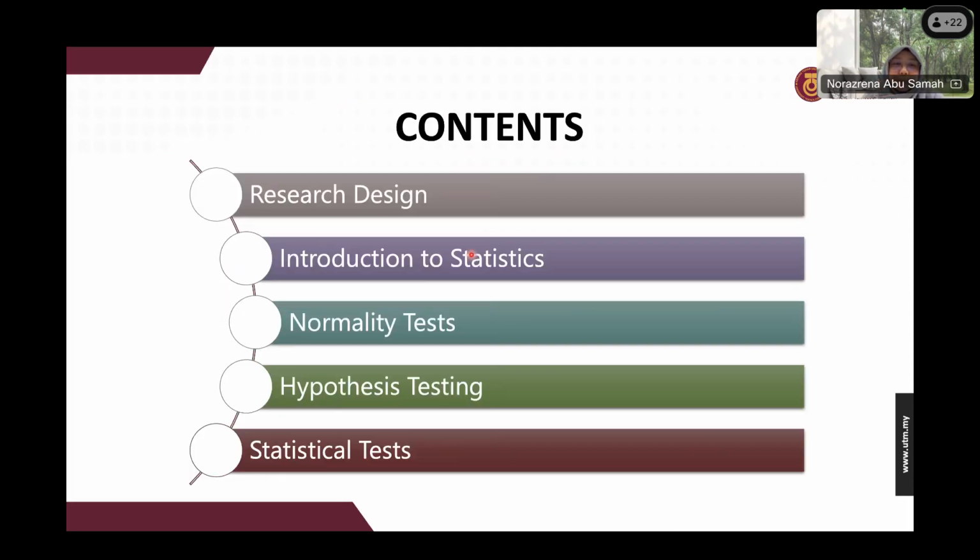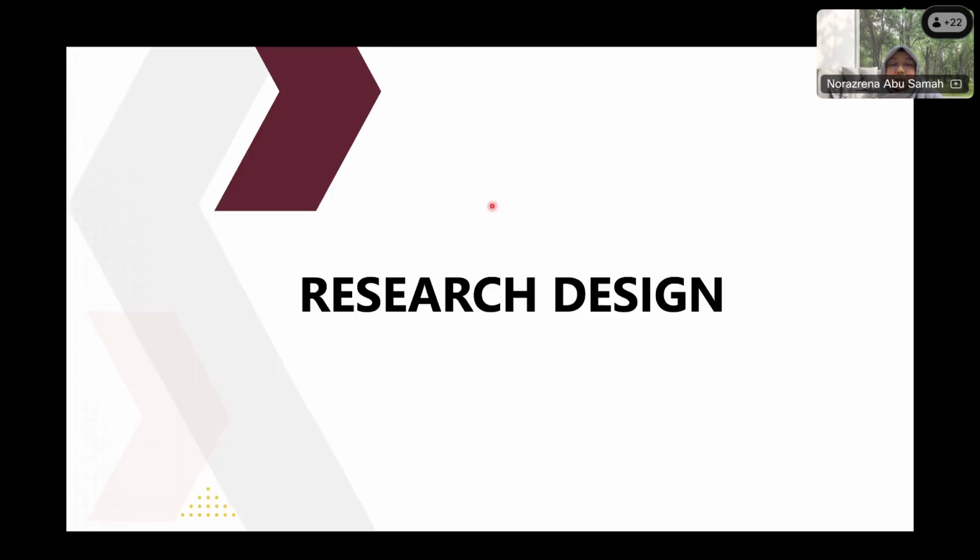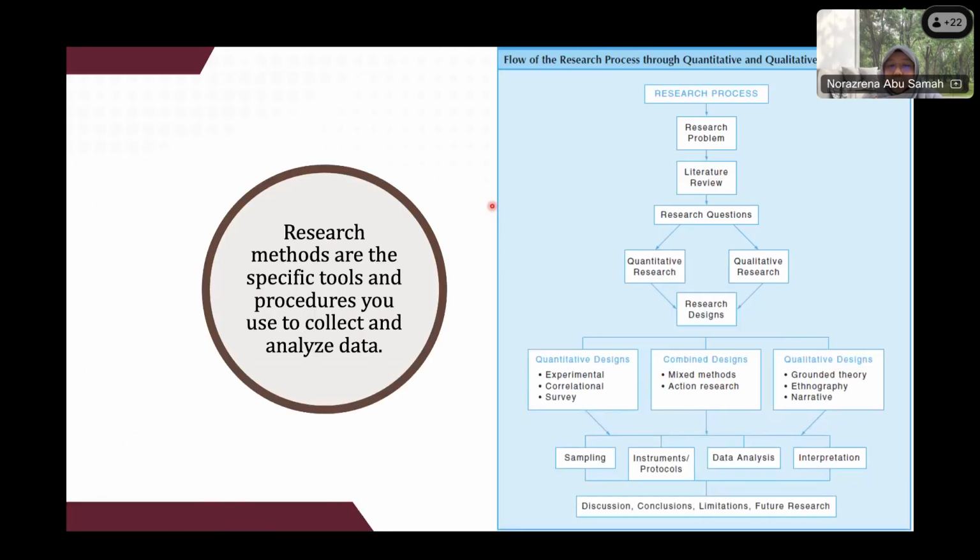What you will learn is basically about the research design, a little bit about research design, an introduction to statistics, the normality test, the hypothesis testing, and then the statistical tests. So first one is the research design. These are in research methodology, where you learn about this. In order to write the thesis, you must have the research problem and then the literature review and research question. Then you choose quantitative research, qualitative research, or a mix of them.